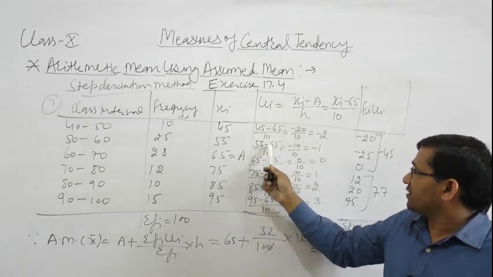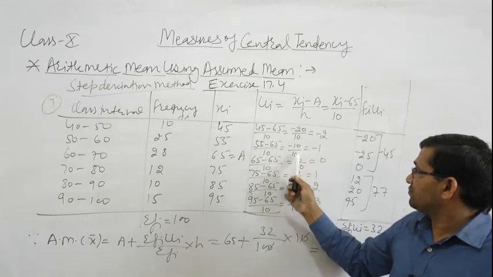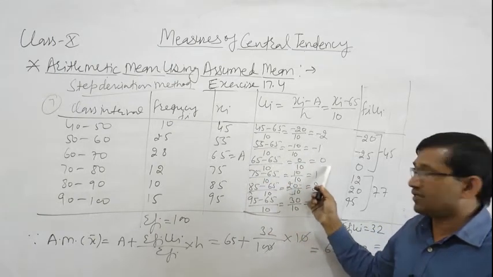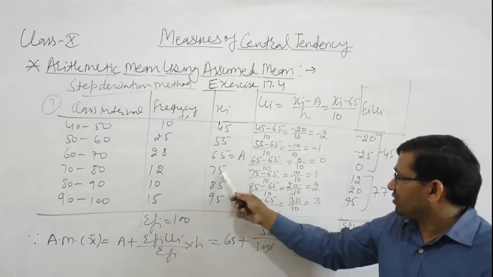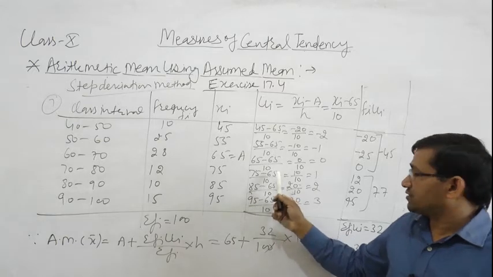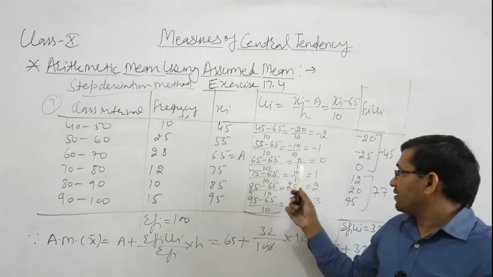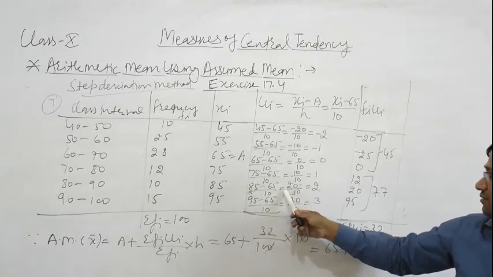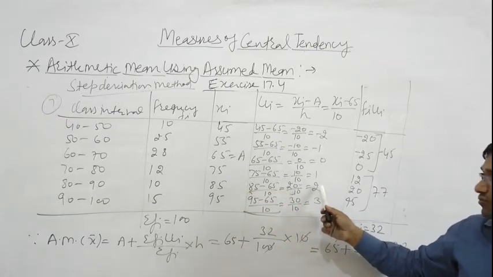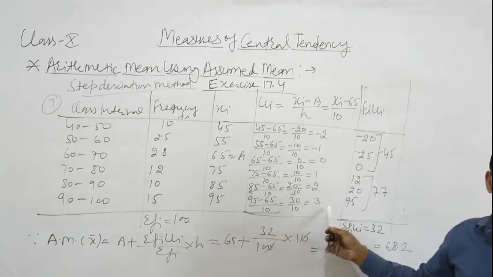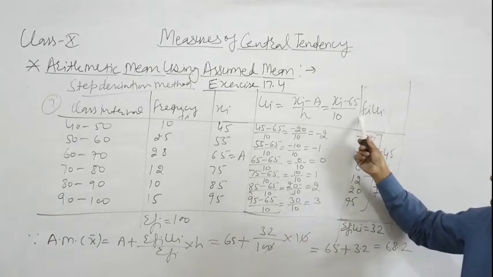Similarly 55 minus 65 is minus 10 upon 10, minus 1. 65 minus 65, 0 upon 10 is 0. Then xi is 75 minus a, 65 upon 10, 10 upon 10 is 1. 85 minus 65 upon 10, 20 upon 10 is 2. And 95 minus 65 upon 10, 30 upon 10 is 3. Next column is fi ui.